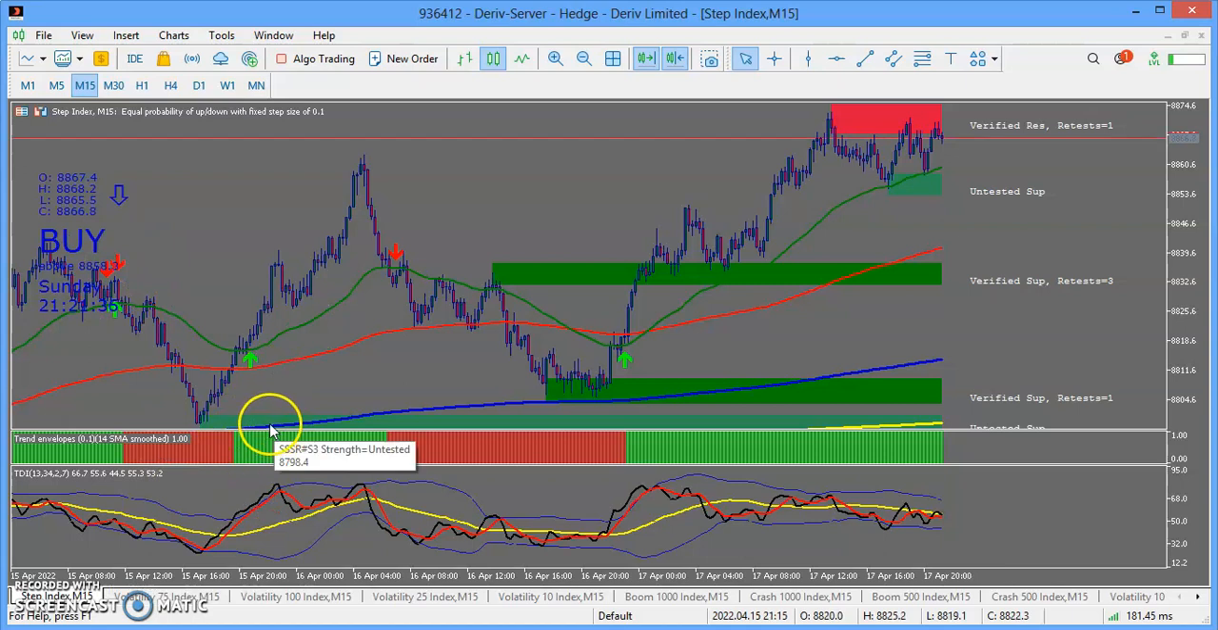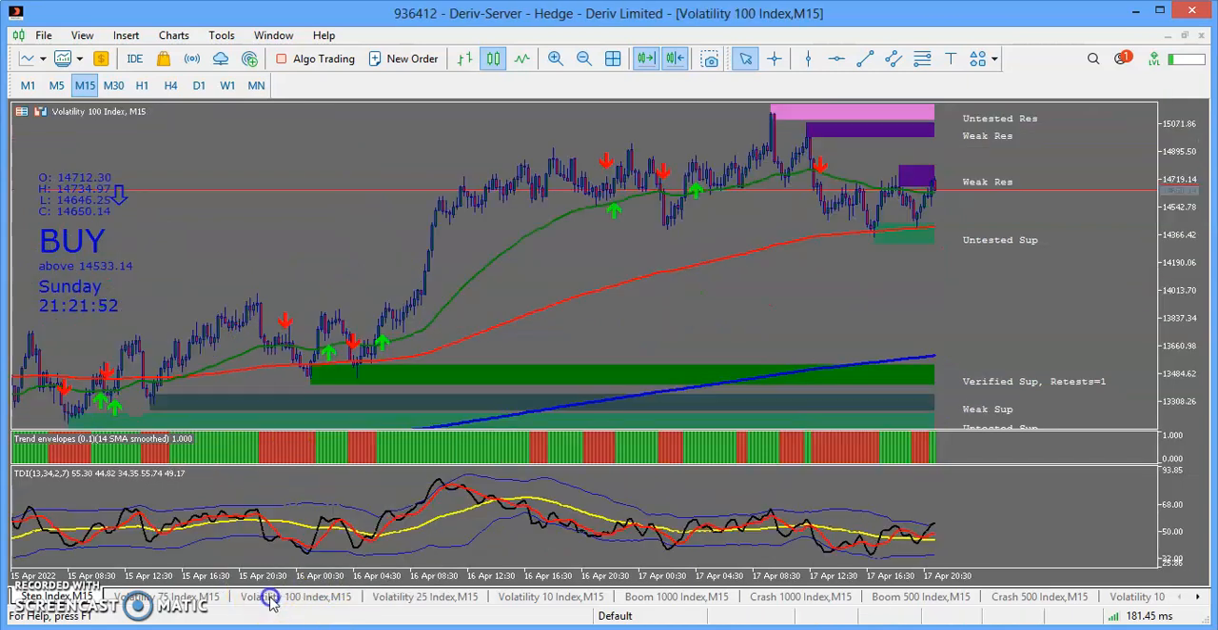When you confirm that the green is above the red, your trend envelope is showing green, and your TDI has crossed the red, your black line has crossed the red and the yellow, which is the signal line and the market baseline, you must make sure this place is also showing you buy before you enter. That is for a buy.